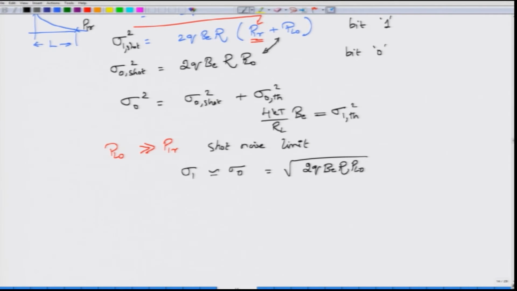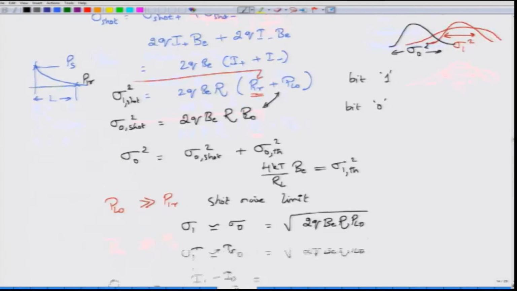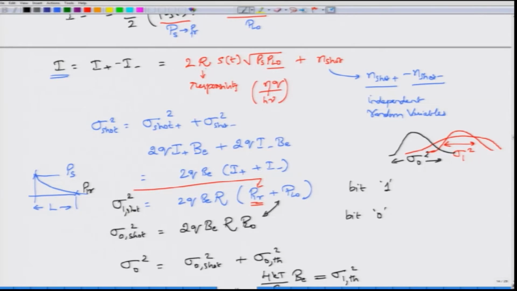Now if you recall the Q factor that we described for the on-off keying systems with the coherent receiver, I am going to write this as coherent receiver on-off keying. This we had defined as I1 minus I0, I0 being the photocurrent when you transmit bit 0, divided by sigma 1 plus sigma 0. Here sigma 1 is equal to sigma 0 and I0 is still equal to 0. What about I1? I1 is given by 2 times responsivity, and S of t is just equal to 1 when you transmit bit 1, and PS becomes P1R.